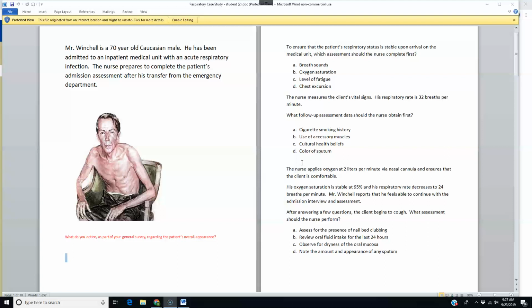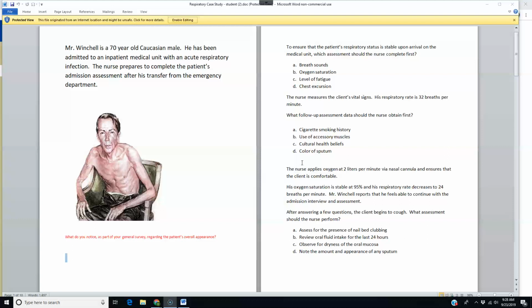Just enough where we got his O2 sats in a normal range, and you can see now he's in a little bit less distress because his respiratory rate has come down from 32 to 24. So we're really happy with that, but now he's starting to cough, which may again interfere with us asking him questions about what happened, what brought him to the hospital, and other things that we need to know at this point. So what kind of questions would we begin to ask him now that we know that he's beginning to cough? Look at our choices.